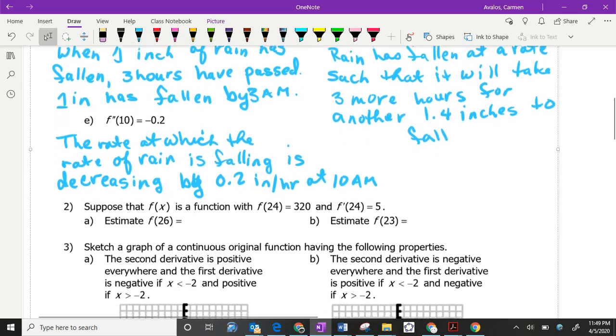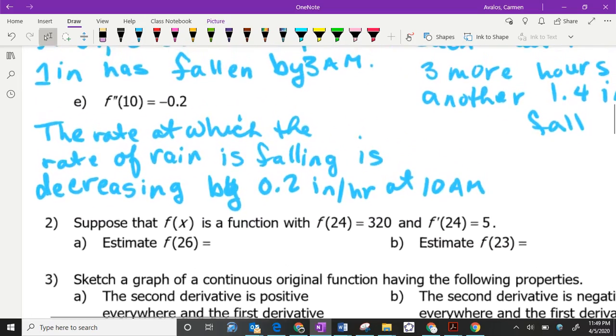Okay, so let's do number 2 on here. Number 2 says that suppose we have a function. We don't know what the function is, but this is the information that we got from the function. So here it says 24. When I put 24 into the function, it gives me 320. When I put 24 into the derivative, it gives me 5. So what does that mean, and how am I going to interpret it and estimate f of 26 and f of 23 if I don't know the equation?